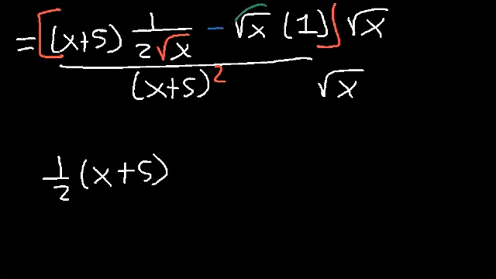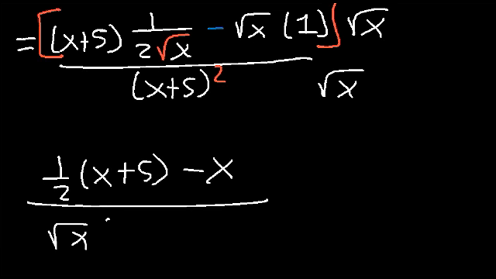Now if we multiply radical x by radical x, that's the square root of x squared. x times x is x squared, and the square root of x squared is simply x. So we could just put minus x. On the bottom, it's just going to be radical x times x plus 5 squared. I wouldn't try to FOIL it on the bottom, at least not at this moment.